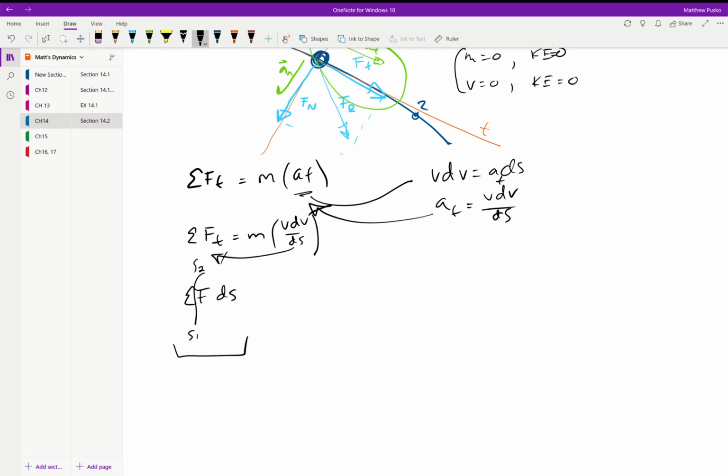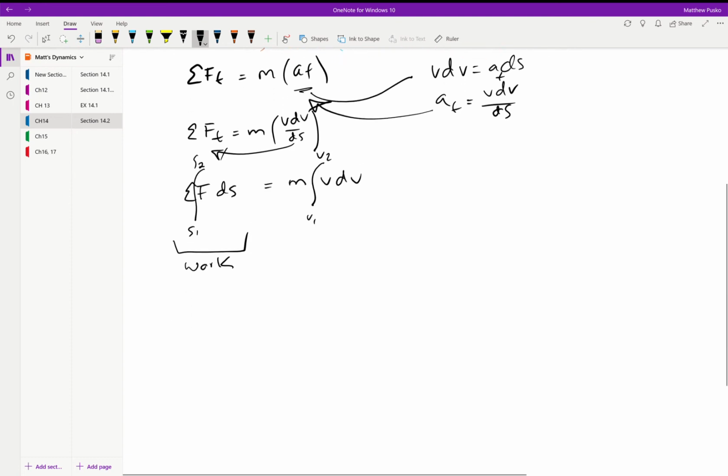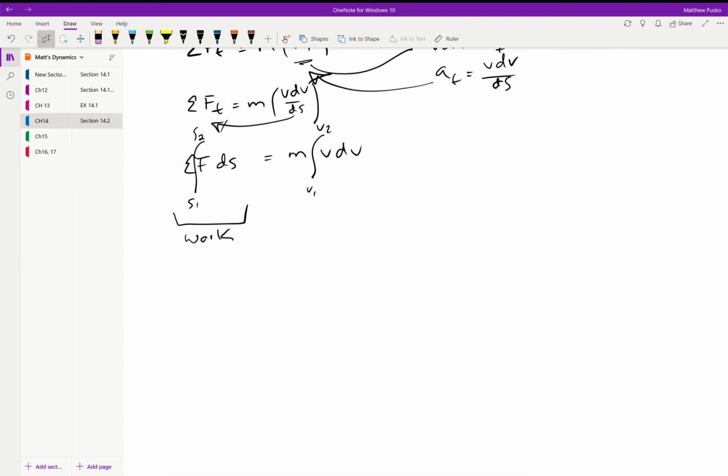This is the definition of work. And on the right hand side we get mass times v dv, and we'll integrate from v1 to v2. Alright, almost there. We can call this the change in kinetic energy. That's also equal to the summation of the work from 1 to 2 from all forces acting on it. We just had a resultant force, which could have been a combination of 100 forces if we wanted it to be.